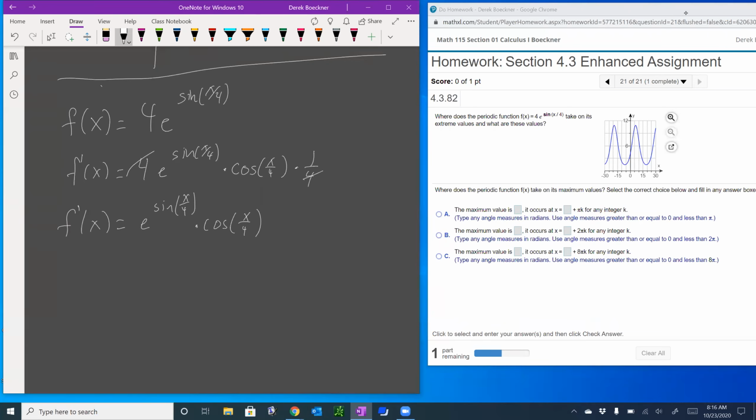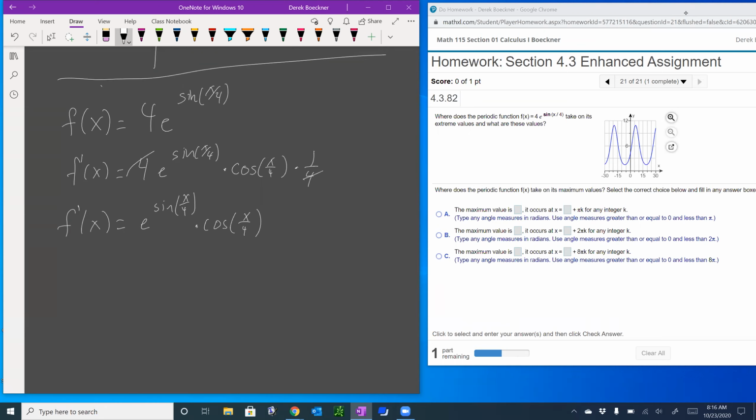Okay, and to find critical values, I want to know where this is undefined. Cosine's defined everywhere. X over 4 is defined everywhere. Sine's defined everywhere. E to something is defined everywhere. So it's defined everywhere. There's no issues about domain. So for the critical values, all we have to do is figure out where it's 0.